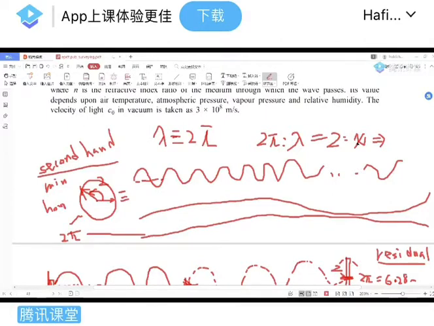Because, suppose 1 second you have 1 cycle. Of course it is ridiculous, but let's simplify this one. 1 second is 1 cycle. So take this one for example: 1 second is 1 cycle.